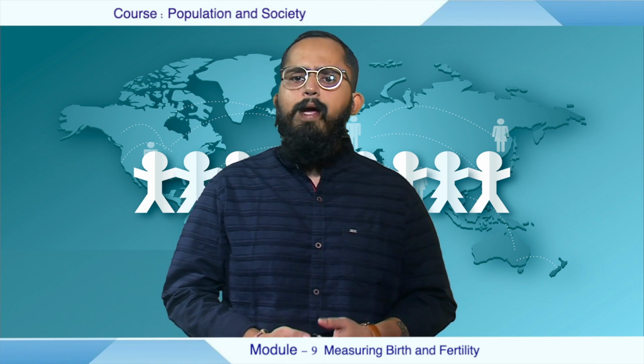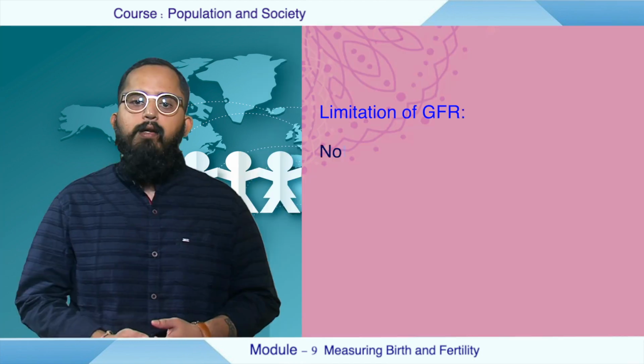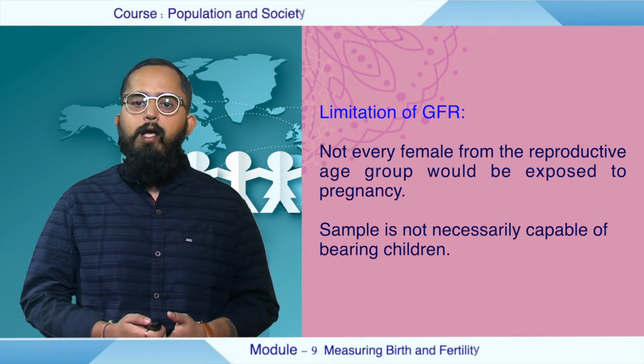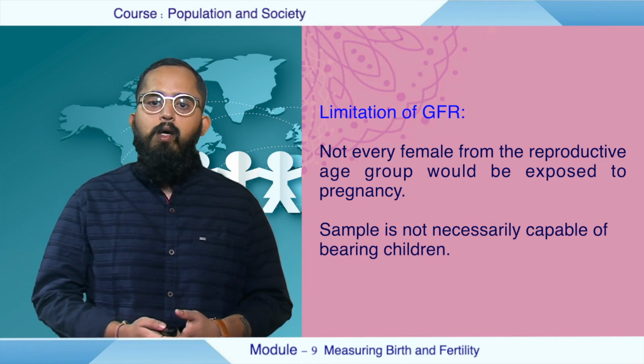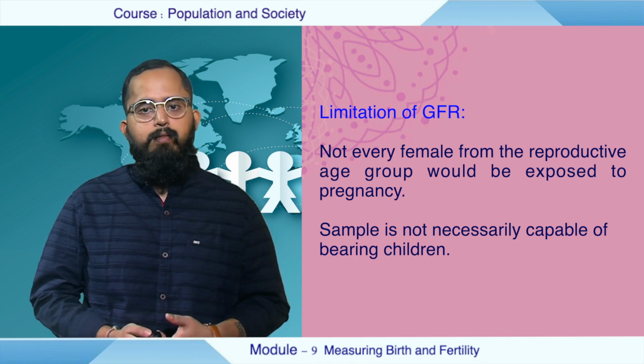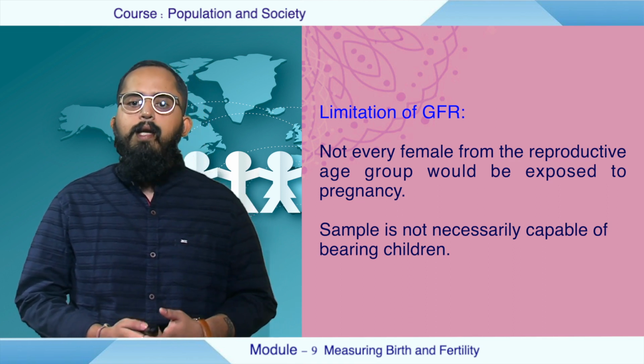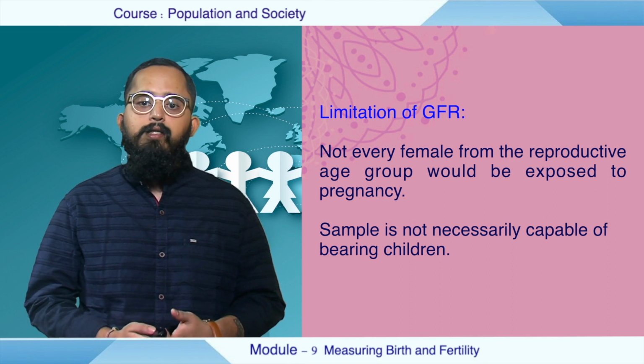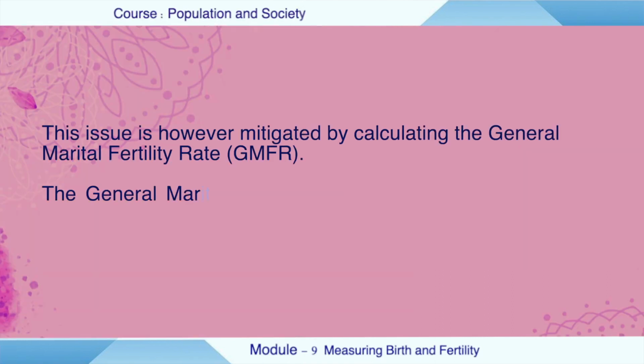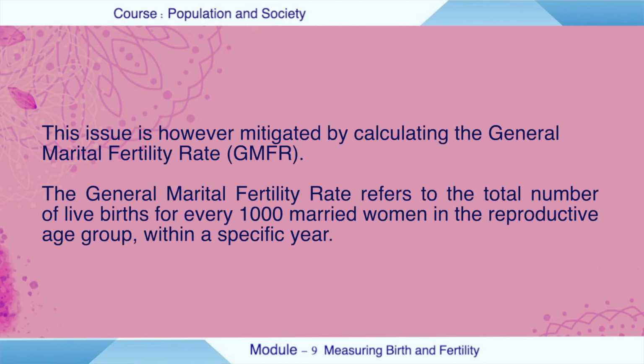Now the major drawback of this particular approach is that not every female from the reproductive age group in that population would be exposed to the event of pregnancy. It is not necessary that the sample would be at a stage or condition to bear children. This issue is, however, mitigated by calculating the general marital fertility rate, the GMFR.